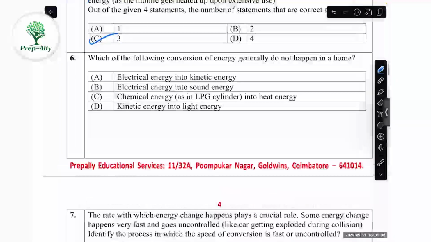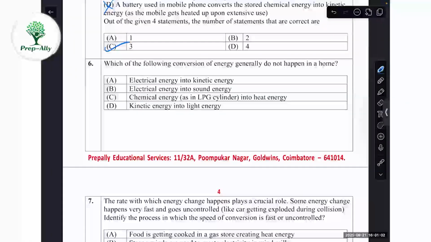Which of the following doesn't happen in home? Electric to kinetic energy, definitely it's happening in fan. Electric to sound energy in TV, speakers, etc. Chemical energy to heat energy, like an LPG cylinder, that itself is an indication. Kinetic to light energy is not used. Electric to light energy we have in electric bulbs, but kinetic to light doesn't happen. So D will be the correct answer.